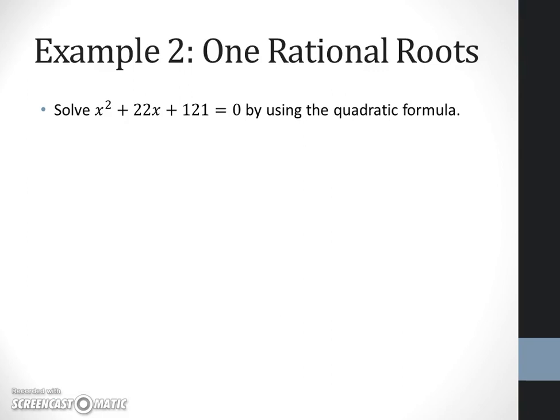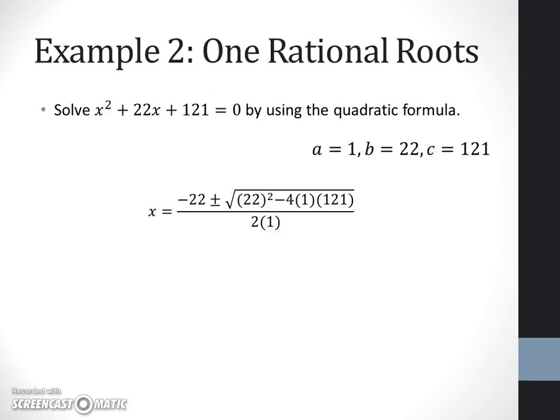One rational root. So you've got x squared plus 22x plus 121 equals 0. So we have it set equal to 0. We can separate: a is 1, b is 22, c is 121. We can do negative b plus or minus the square root of b squared minus 4ac all over 2a. We can simplify. 22 squared minus 4 times 1 times 121 is actually 0. So you get negative 22 plus the square root of 0, negative 22 minus the square root of 0, which is just negative 22 over 2, which is negative 11. So our answer is negative 11 here.